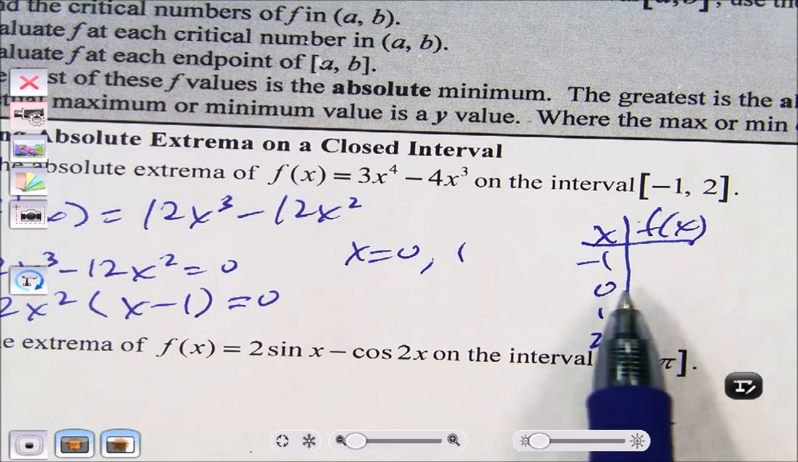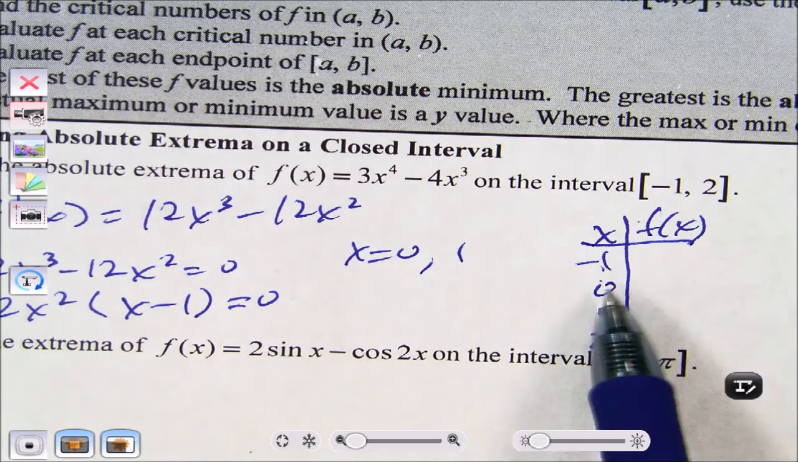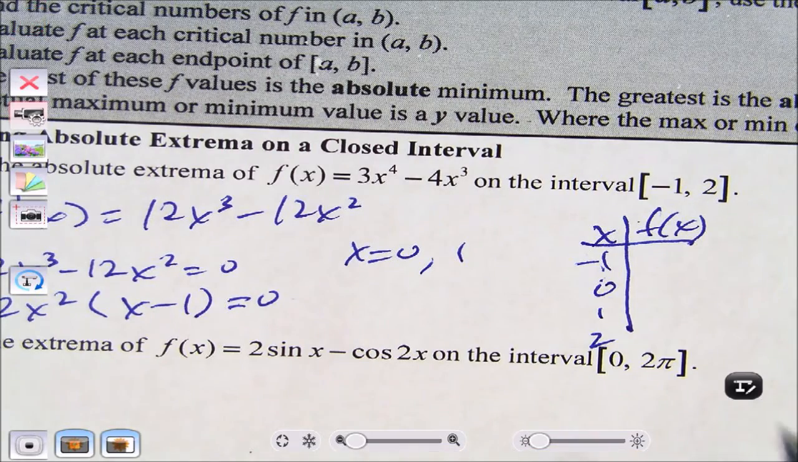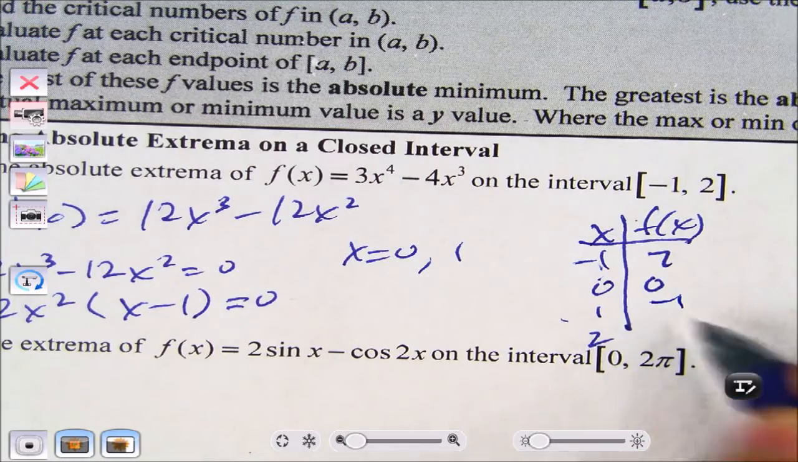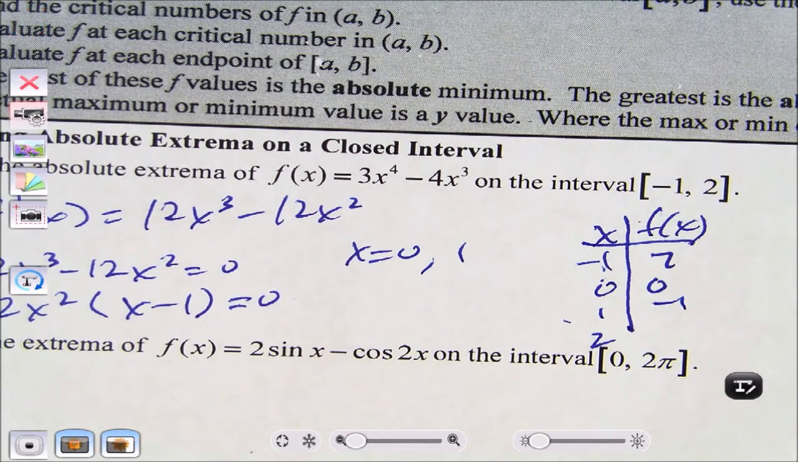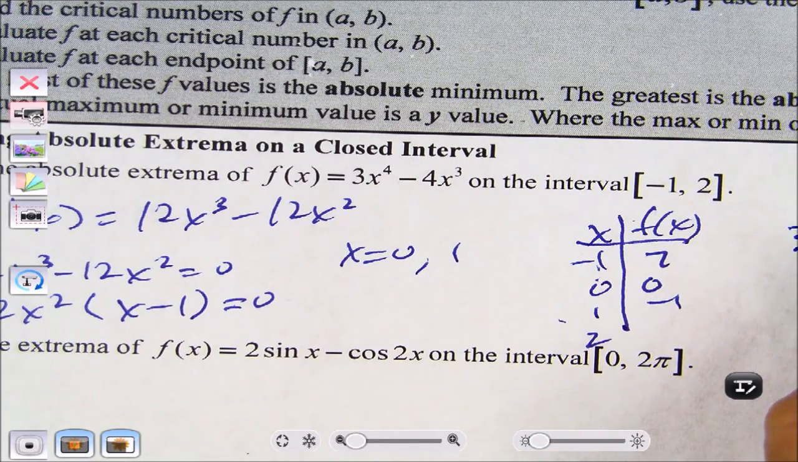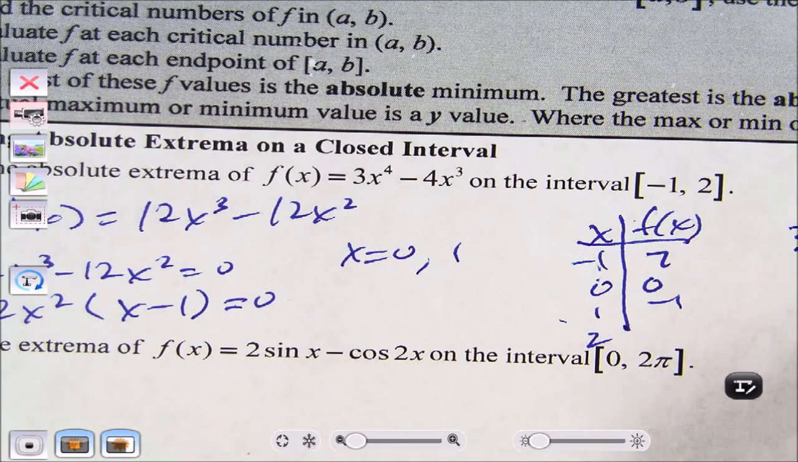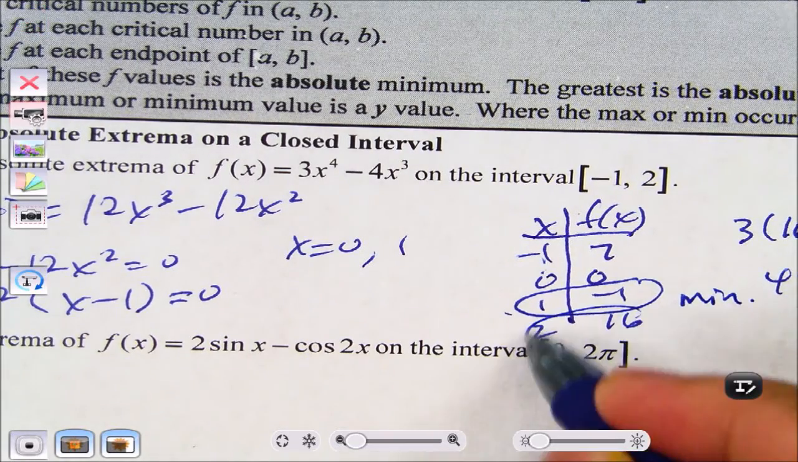Okay. Now just plug it in. Plug this into the original function. You're not plugging into the derivative. You're plugging into the original function. So plug negative 1 into that, you get what, 7? Check my math. Plug 0 into that, you get 0. Plug 1 into that, you get negative 1. Plug 2 into that, you get something I can't do in my head. So 2 to the 4 is what, 16? Yeah, 16. And 4 times 8. So that's 48 minus 32, 16. So this is my minimum. And there's my max.